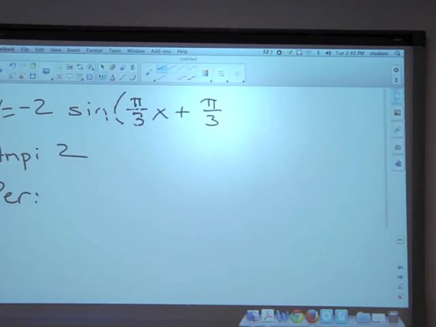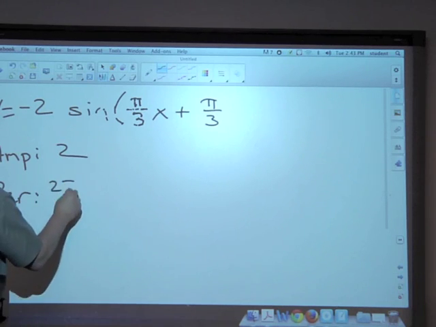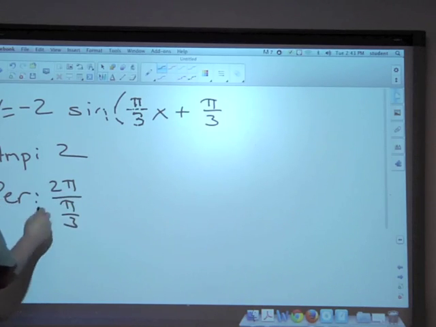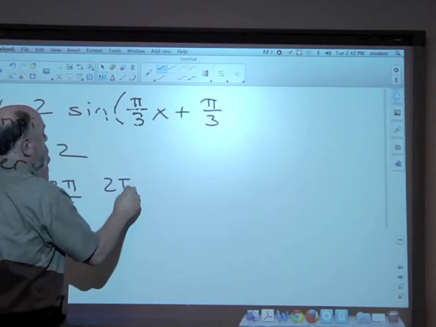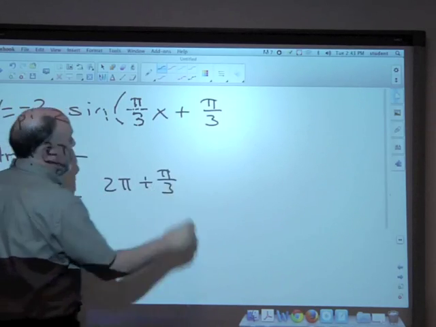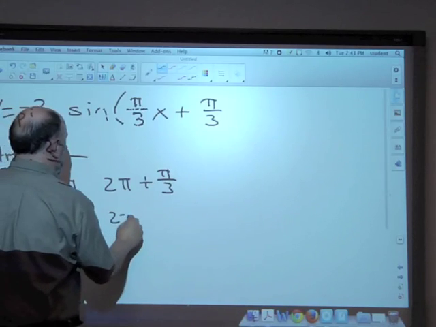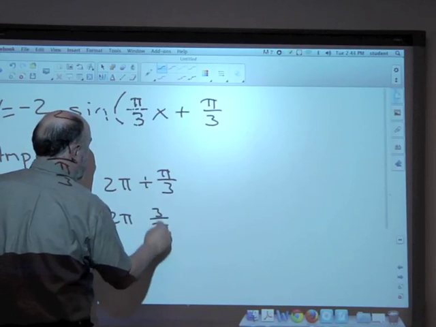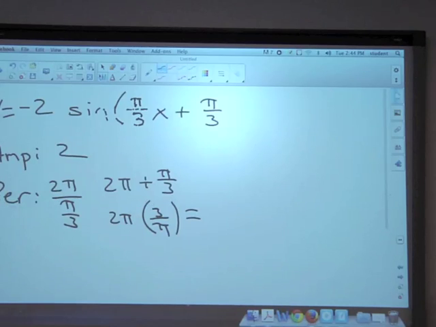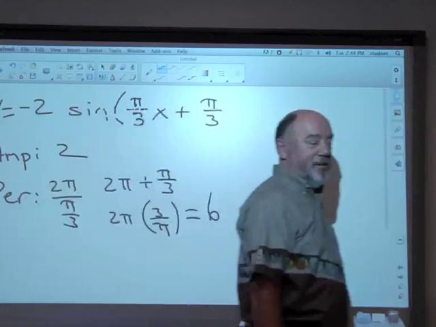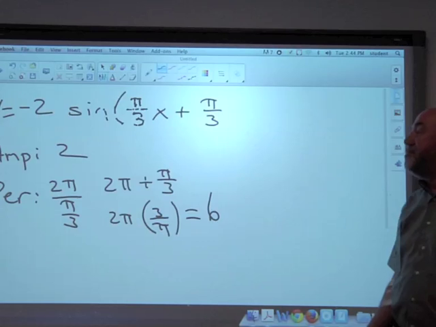How about the period? First off, what will I get in terms of the math part? It'll be 2 pi over pi over 3, right? Again, what does that mean? It means 2 pi divided by pi over 3. Well, you leave the first one the way it was, change the sign to multiplication, flip the other one over, and what do we end up with? 6. Exactly 6. Because after all, the pi's go away. Pi on top, pi on the bottom, they cancel.